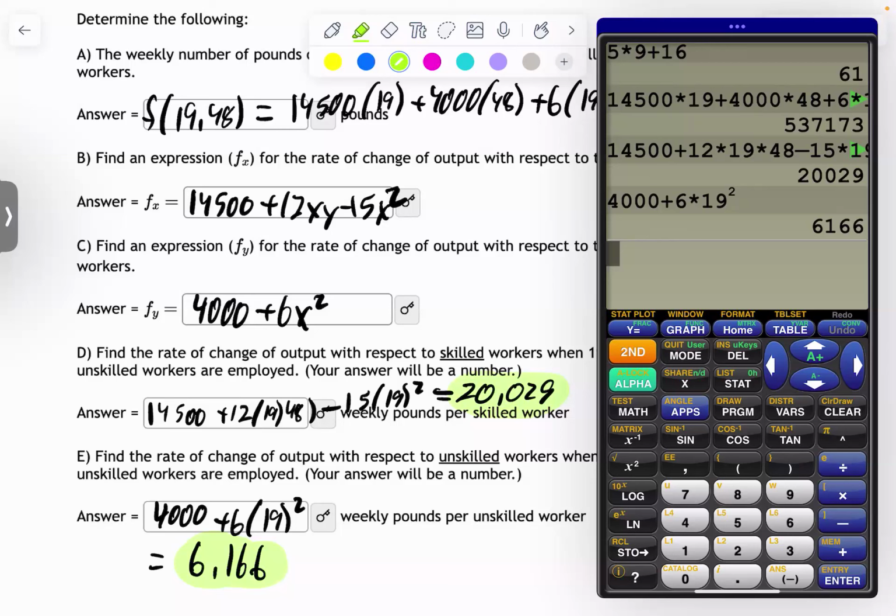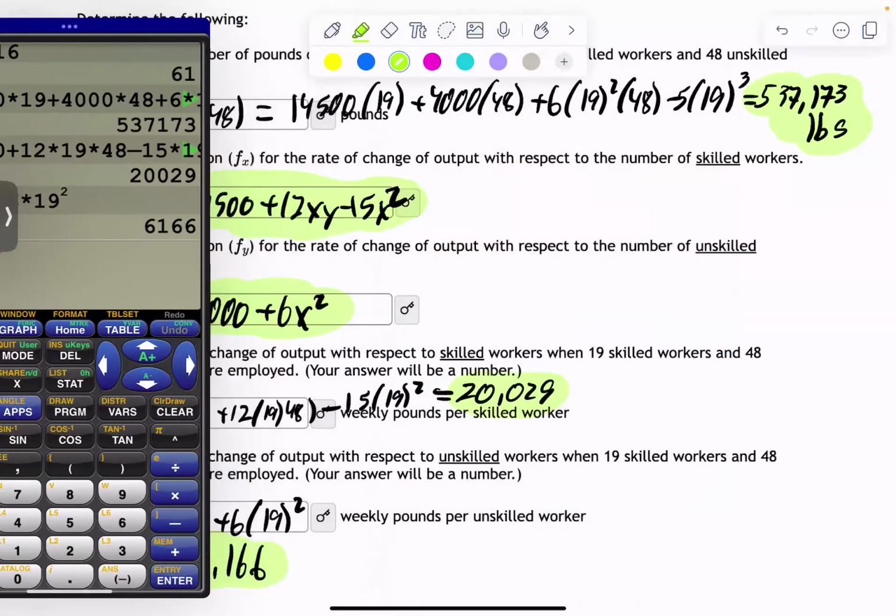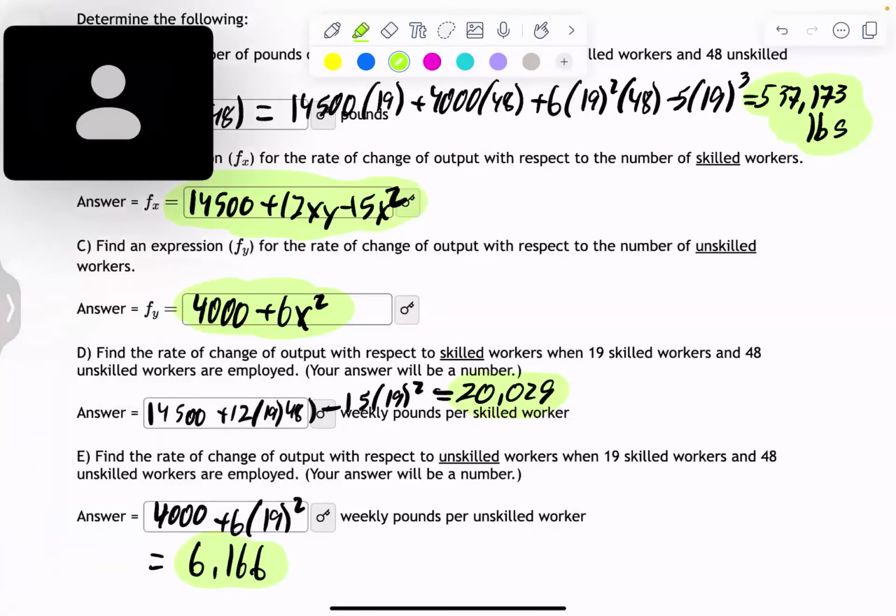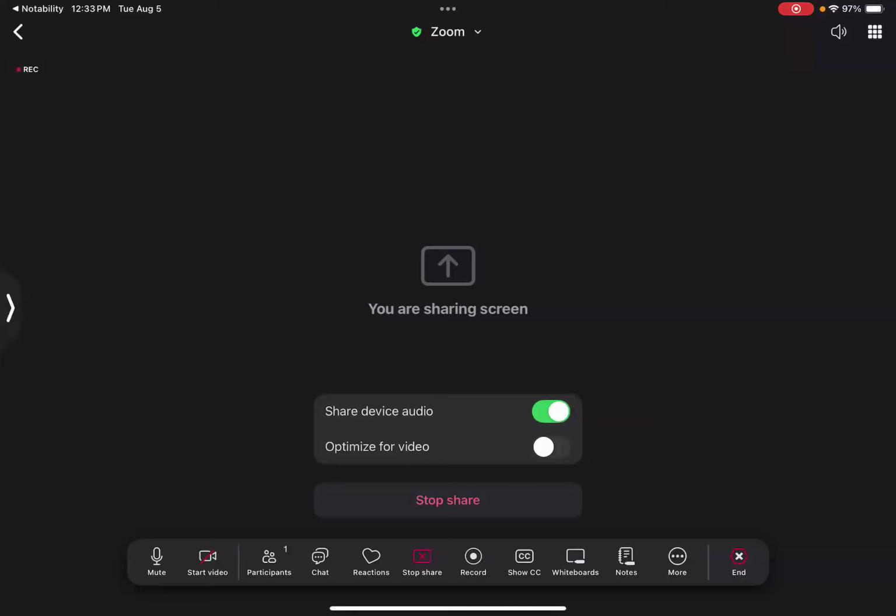All right. Let me highlight the answers real quick. And that is going to do it for this section. Not too difficult. The next section's a little bit beefy, so we will get through it together.